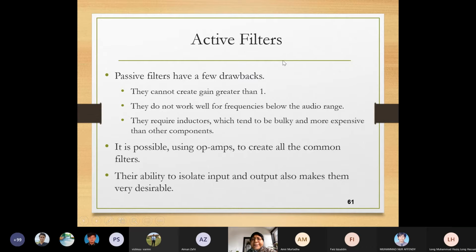And if you do the experiments, physical experiment, you will have the experience of measuring the output. You just measure the output after you vary the frequency.